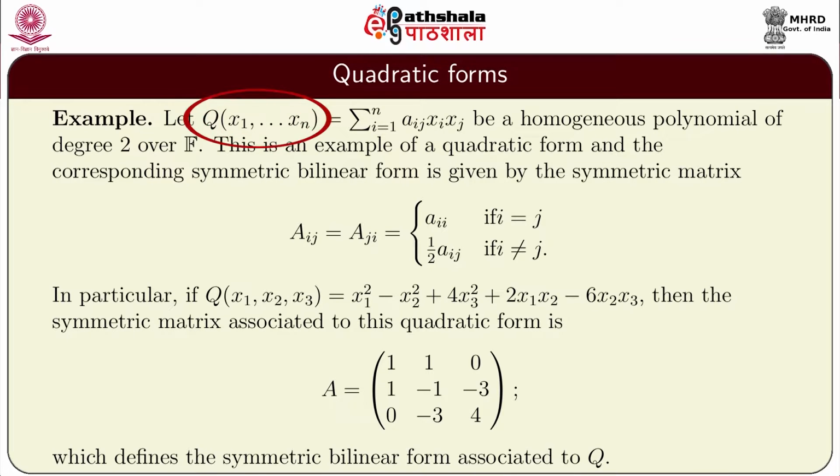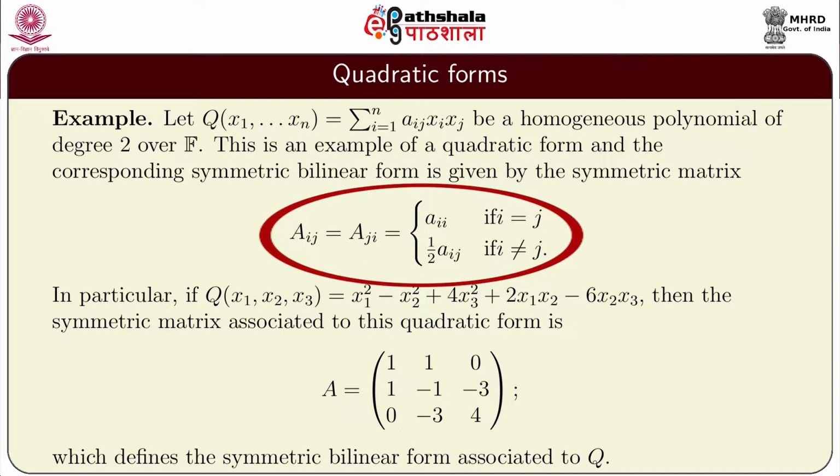Let q of x1, x2, ..., xn denote this homogeneous polynomial of degree 2 over F given by summation i equal to 1 to n, j equal to 1 to n, a_ij x_i x_j. So, the x_i's are indeterminates, there are n of them, and the a_ij's are scalars belonging to the base field F. This is an example of a quadratic form, and the corresponding symmetric bilinear form is given by the symmetric matrix whose ij-th entry is a_ii if i is equal to j, and half of a_ij if i is not equal to j.